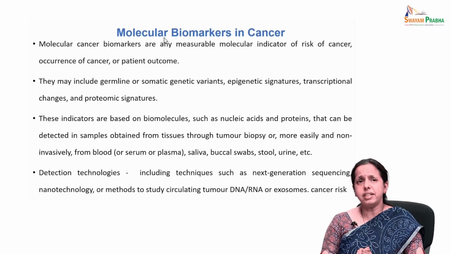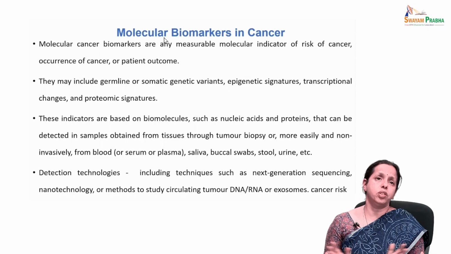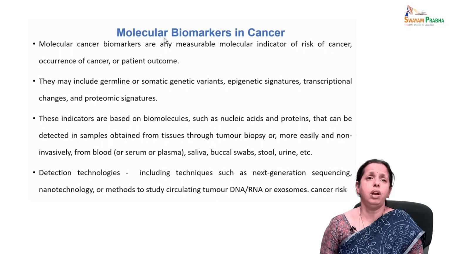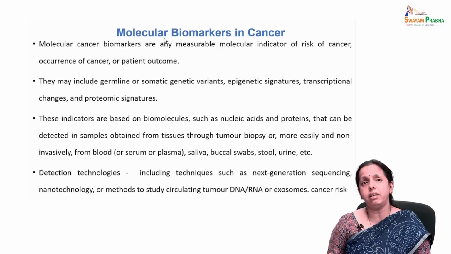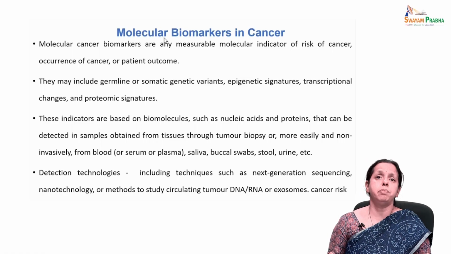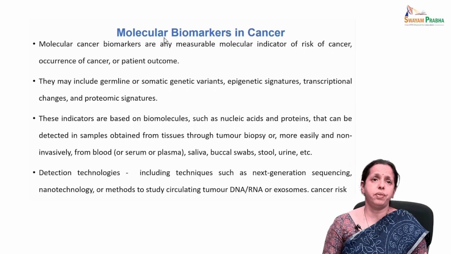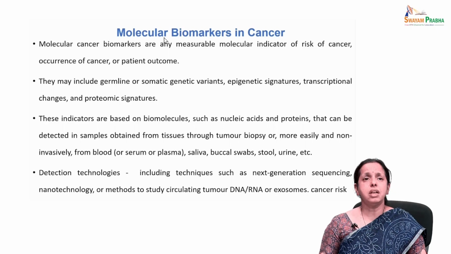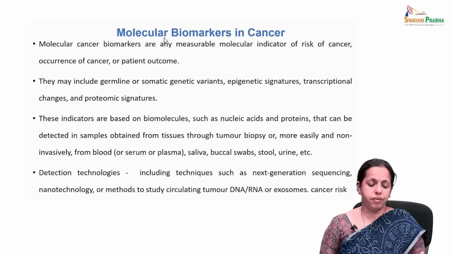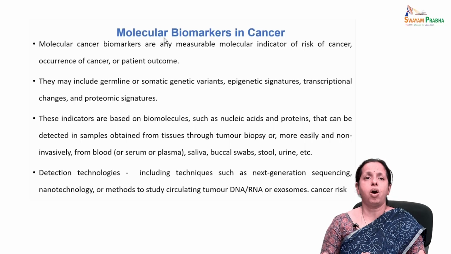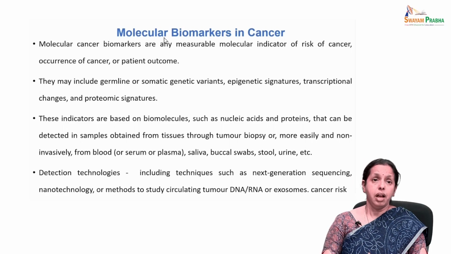Now you come to a very good terminology, something which should be a favorite term for this whole course: your molecular biomarkers, or molecular cancer biomarkers. They are nothing but the molecular indicators which are measurable for the risk of cancer, or for the occurrence of cancer, or for the prognosis, or whatever we were discussing before. These markers are usually germline or somatic genetic variants, or epigenetic signatures, or they could even be your transcriptional changes, and very importantly your proteomic changes.